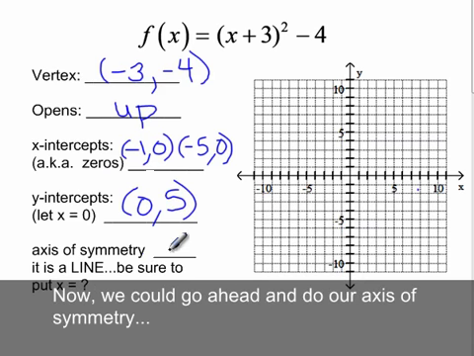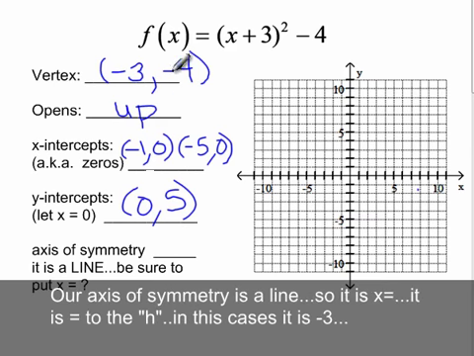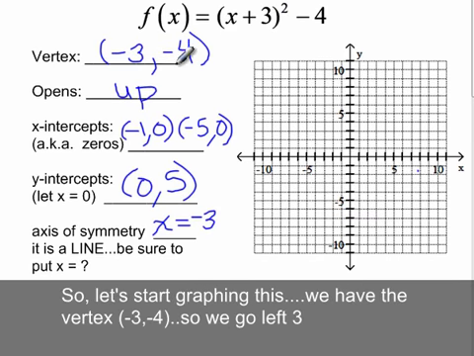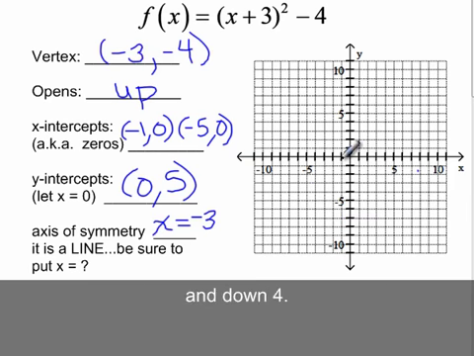Now we could go ahead and do our axis of symmetry. Our axis of symmetry is a line, so it is x is equal to the h here. In this case, it's negative 3. You'll see that better in just a moment. So let's start graphing this. We have the vertex (-3, -4). So we go left 3 and down 4. We know it opens up.